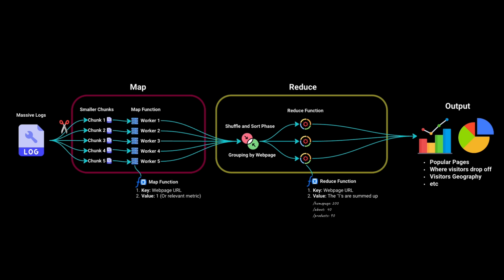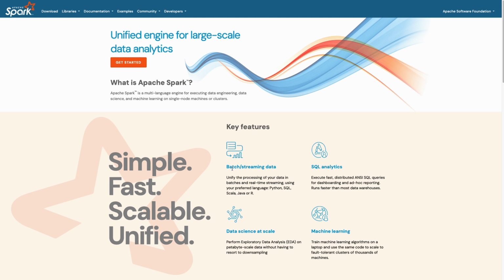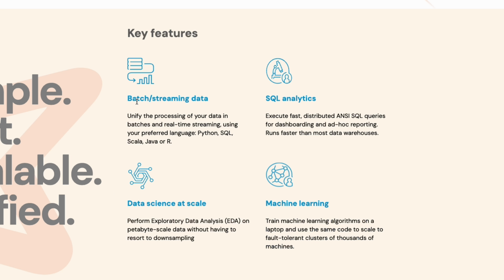While MapReduce was revolutionary, it has limitations in terms of speed and flexibility for iterative and complex data processing tasks, and this is where tools like Apache Spark come in. Spark leverages in-memory processing, meaning it keeps data in RAM for very fast calculations compared to MapReduce's reliance on disk storage, and it handles a wider range of tasks, including SQL queries, machine learning, and real-time processing.